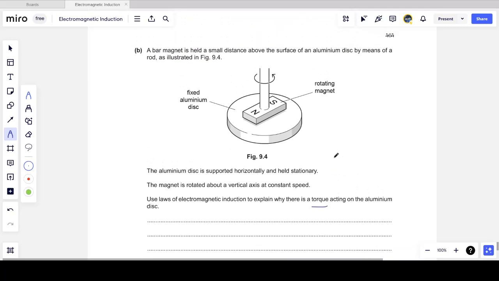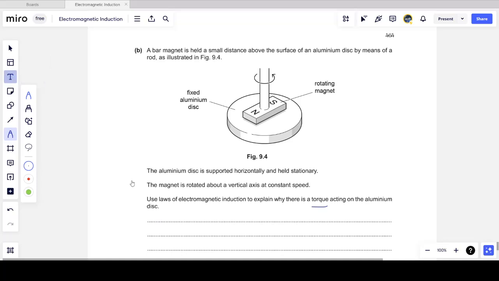So basically what they're saying is, here's a magnet and here's an aluminium disc. Aluminium, again, is not magnetic. It's not going to be attracted towards or repelled from this magnet. But it will start spinning because they say there's going to be a torque acting on the aluminium disc when the magnet starts spinning. And so I need to explain why.